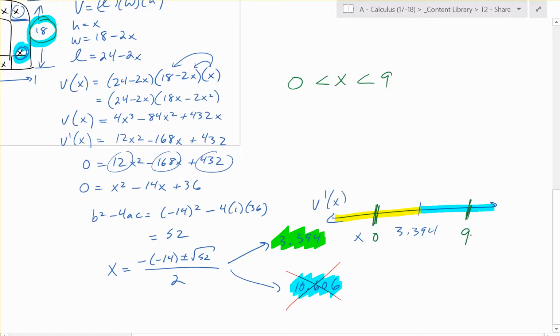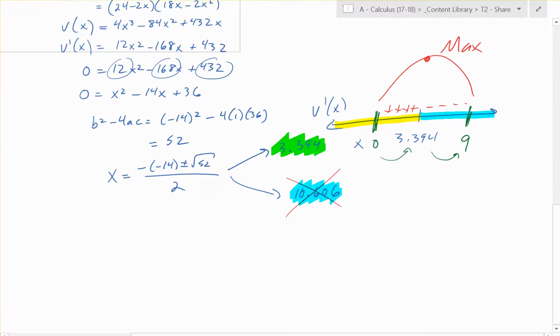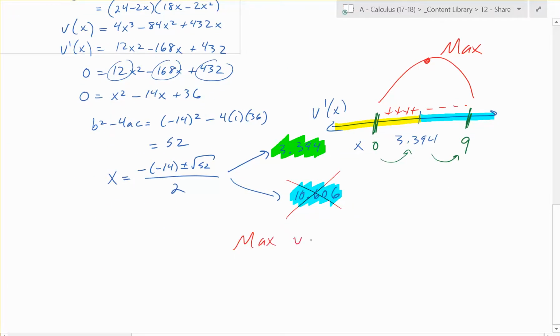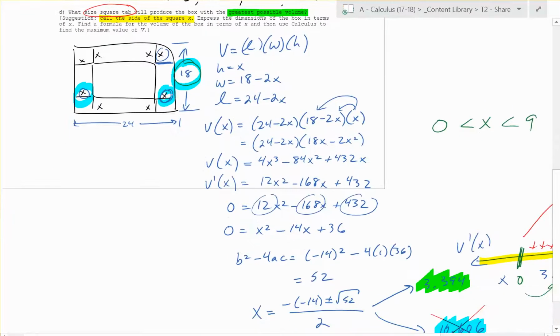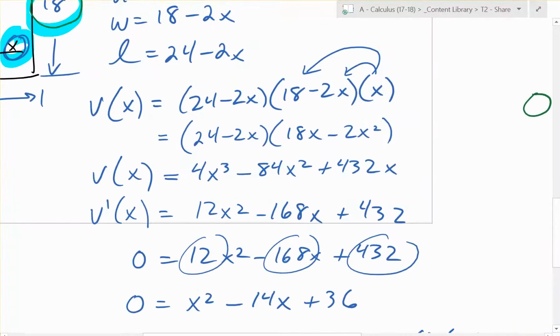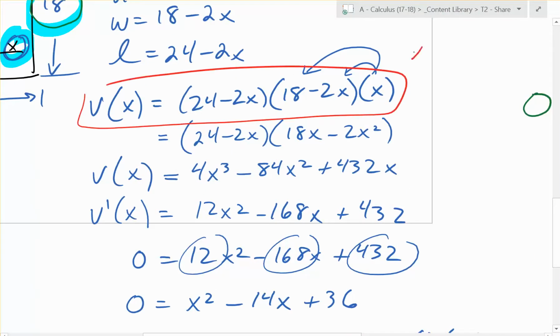So you want to pick numbers between 0 and 3.394, and between 3.394 and 9. When you do this out, you find out that the derivative is positive here, and it's negative here. So that means it's rising and falling, so this is a max. So we now know the max volume occurs when x is equal to 3.394. But we need to go back and see if we're answering the questions. What size square tab? Oh, we do have the size of the square tab. If you wanted to find the actual max volume, you would plug in x equals 3.394 into there.